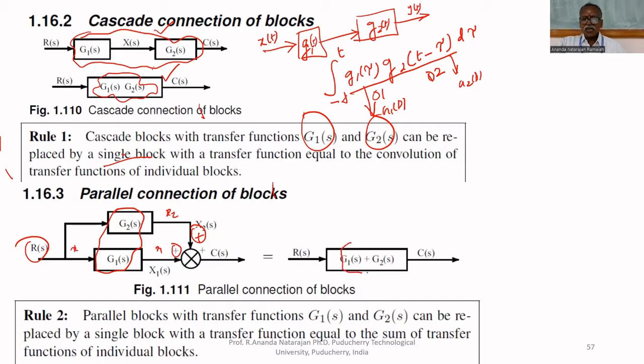Therefore, the equivalent transfer function is C of S upon R of S equal to G1 of S plus G2 of S. They can be summed together. Parallel blocks with the transfer functions G1 of S and G2 of S can be replaced by a single block with the transfer function equal to the sum of the transfer functions of the individual blocks. That is the second rule.